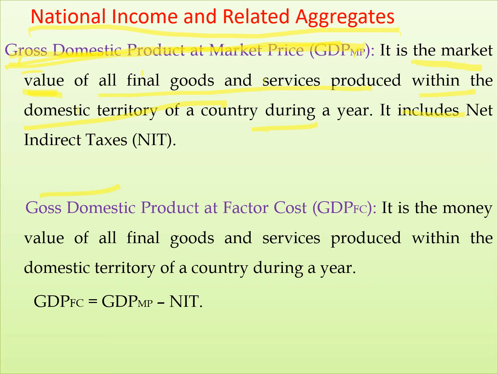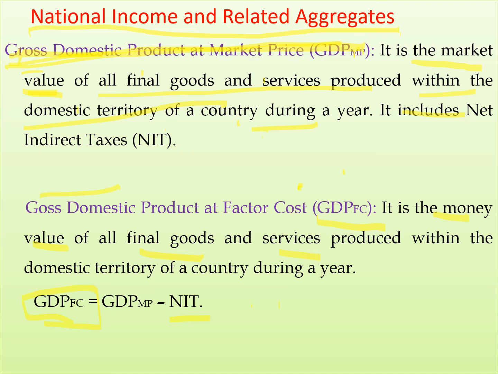So, GDP at factor cost means what? GDP at factor cost means nothing but the money value of all final goods and services produced within the domestic territory of a country during a year. So if you want to find the GDP at factor cost in numericals, it is GDP at market price minus NIT. NIT is nothing but net indirect tax. GDP at market price includes net indirect tax, but GDP at factor cost does not, so you have to deduct NIT from GDP at market price. You will get GDP at factor cost.